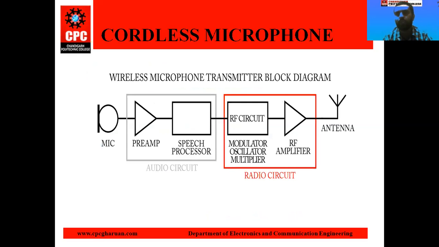Next is the cordless microphone. The cordless microphone is used in news recording, TV shows or interviews, in which there is a transmitter at the belt of the speaker, and at the receiver side there is a receiver which receives the signal and converts it into an audible signal. There are two parts in a cordless microphone.